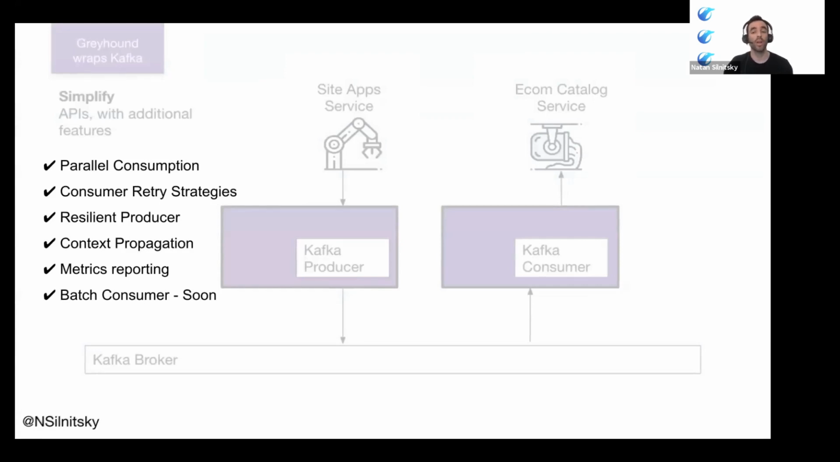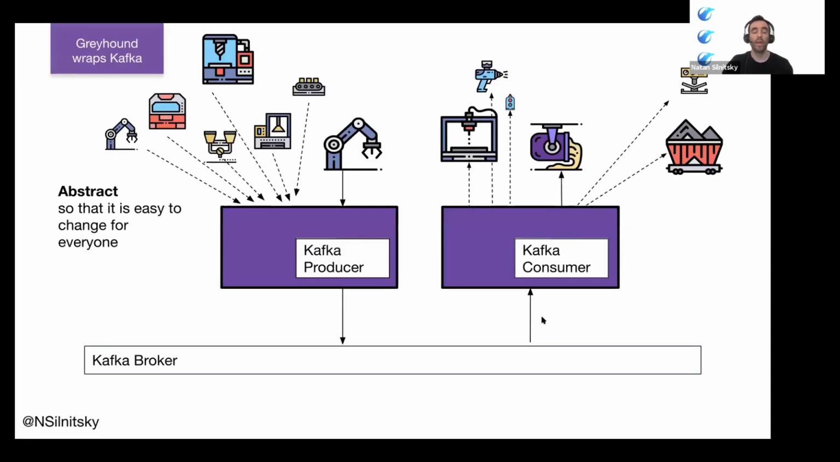So we have parallel consumption of messages, really easily set up. Various consumer retry strategies, a resilient producer that makes producing fault-tolerant, context propagation to propagate user request context around all the microservices through Kafka, metrics reporting, and also a batch consumer for increased throughput in some cases, which we will open source very soon. So we have a basic abstraction layer for message processing, for an event-driven style of work. And this is used all throughout Wix. Almost all our 2,000 microservices have some kind of interaction with Kafka. Because we have Greyhound, it's really easy to change things for all of these services at once, fix bugs, and change implementations as we see fit.